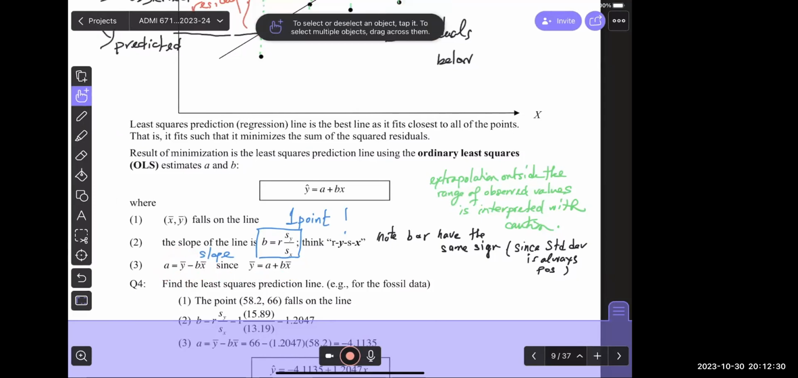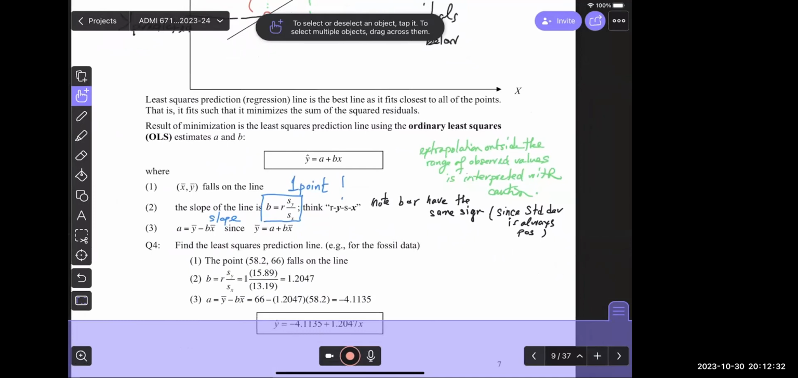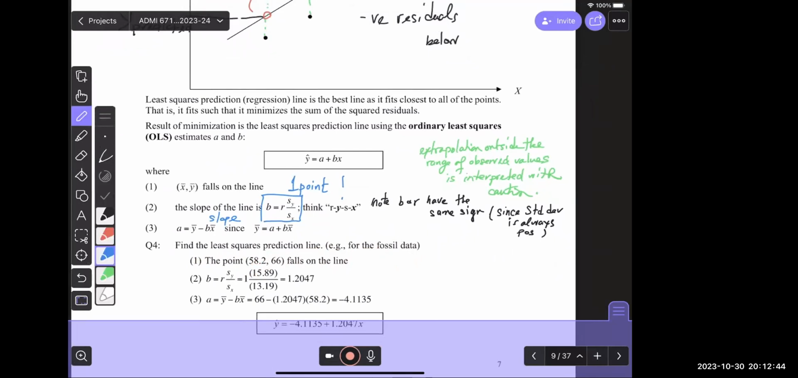So I'm going to use this example. This was the example for the data that we made the table of standardized values. So the means, if you remember, the mean of X was 58.2, and the mean of Y was 66. So that must fall on the line. I can calculate B. Remember, R was 1, and remember these standard deviations that we used.